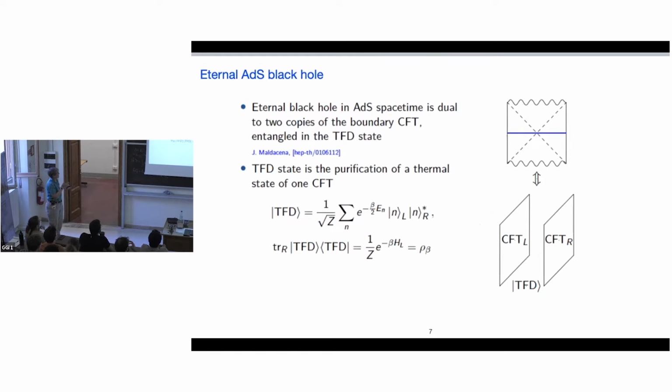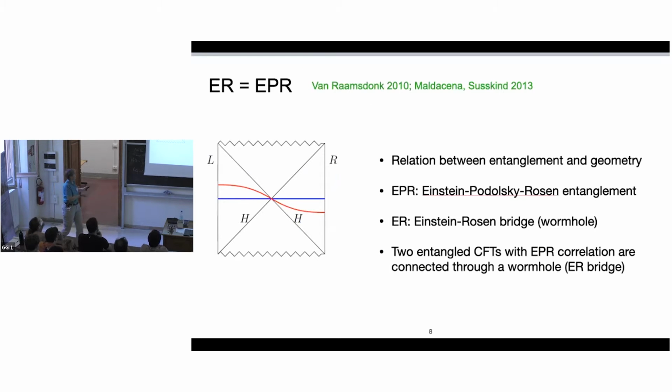Okay, so as Juan Maldacena already introduced a very long time ago now, one can view this eternal black hole in AdS spacetime to be dual to two copies of the boundary CFT on each side. And actually these two copies are entangled in a TFD state, which I think is also very familiar to everybody in this room. And I've written it down here for completeness. And so that leads very naturally to the ER=EPR proposal, according to which two entangled CFTs with EPR correlation are connected through a wormhole or an Einstein-Rosen bridge.